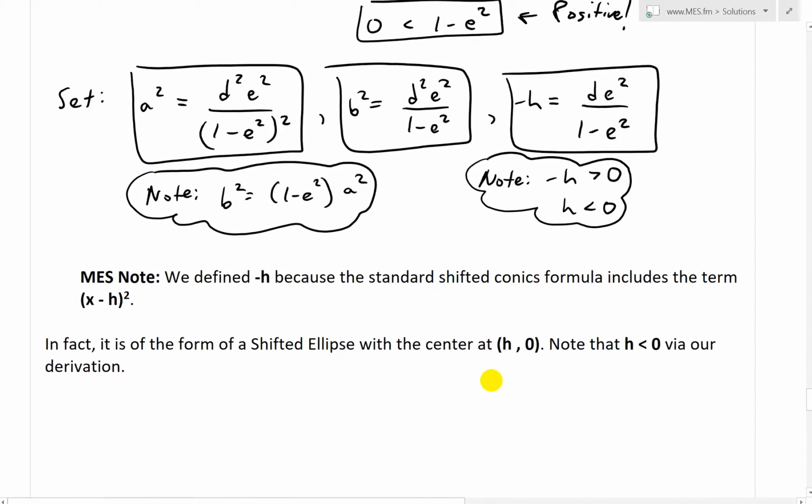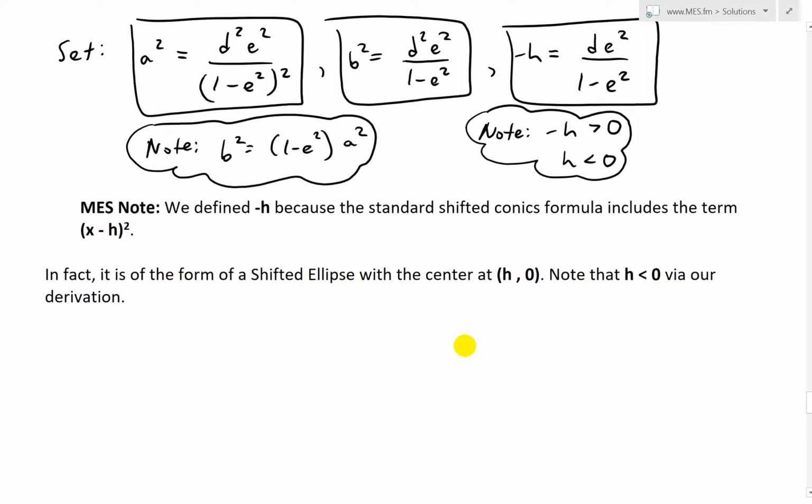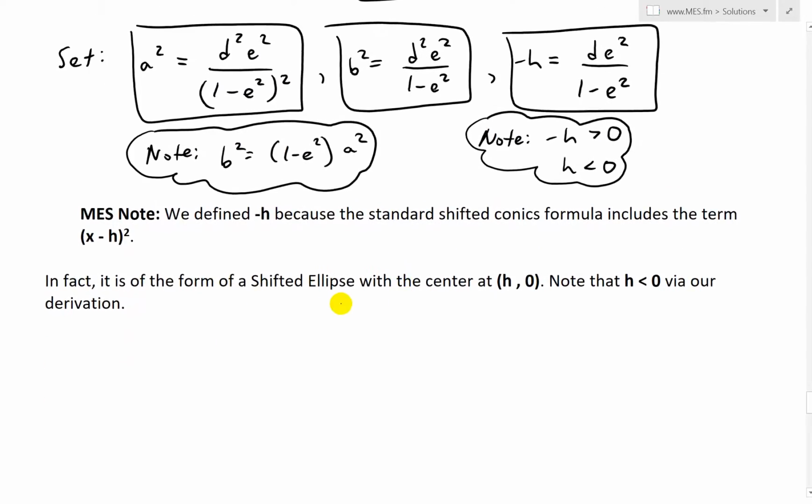And now I'll make another note, as I stated earlier. Note, we defined negative h because the standard shifted conics formula includes the term x minus h squared, like that. So just write it like that. Thus, in fact, putting this all together, it is of the form of a shifted ellipse with a center at h, 0. Note that h is less than 0 via our derivation.